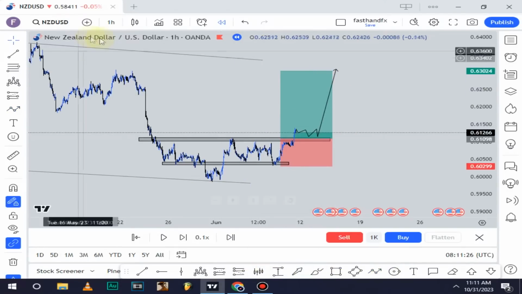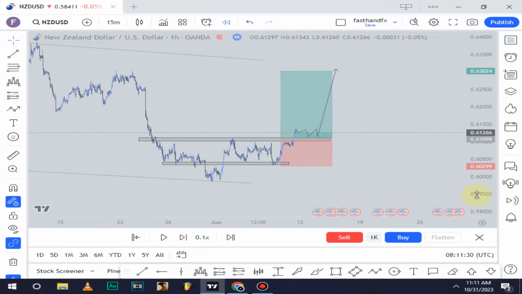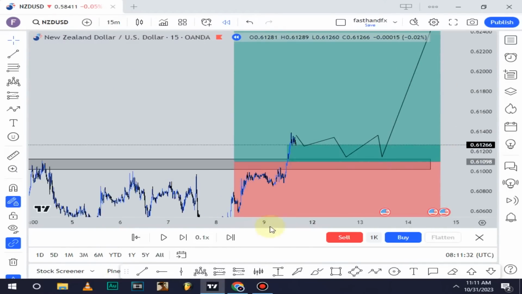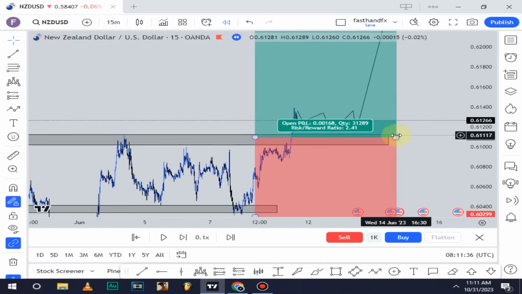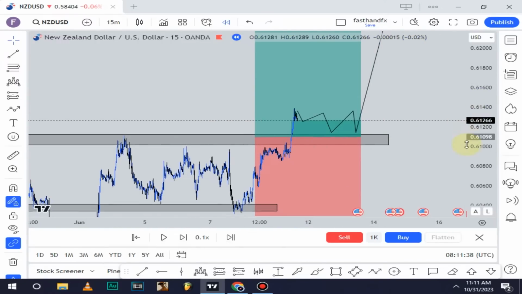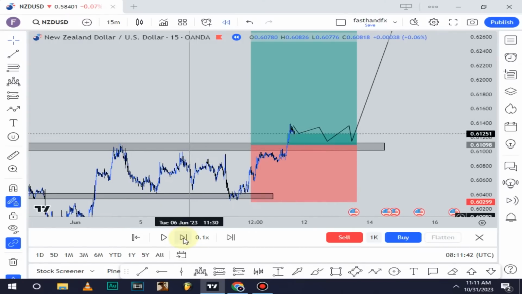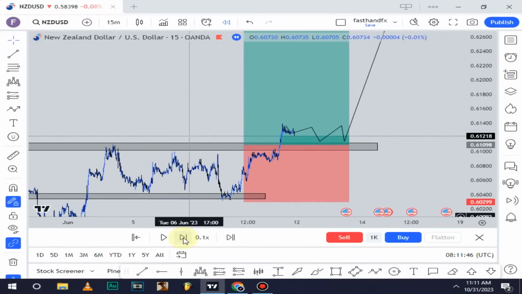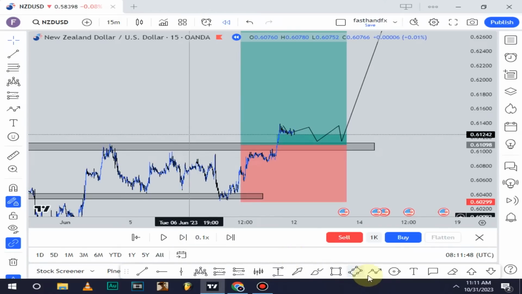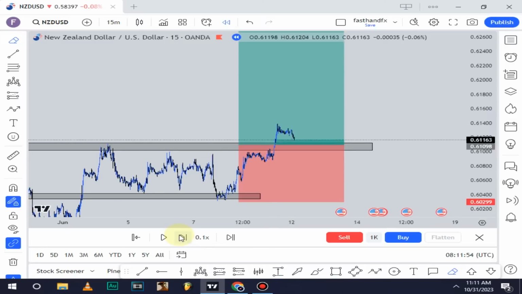All right, so let's hit the 15. We expect a pullback. Remember that we expect a pullback. So let's continue. Boom. You can see that this is what's happening at the 15-minute time frame. We expect a continuation channel, or a continuation pattern. So let's see what's happening.